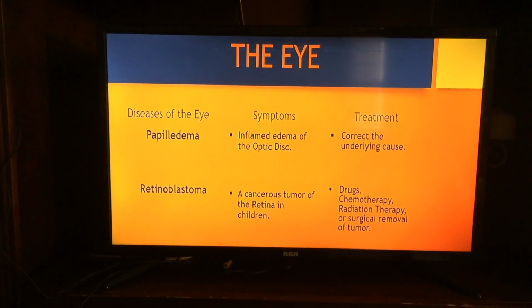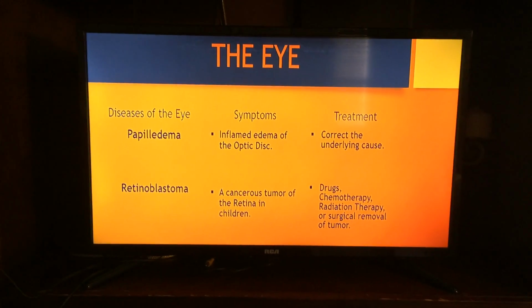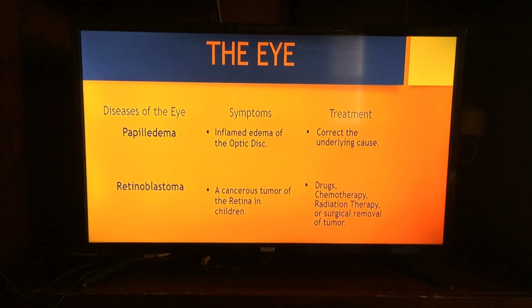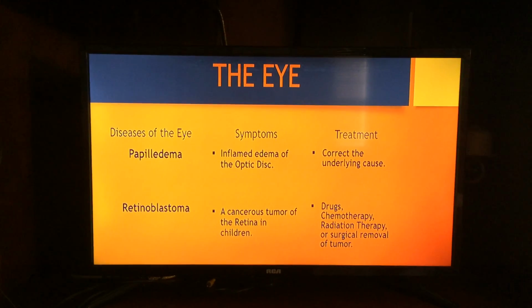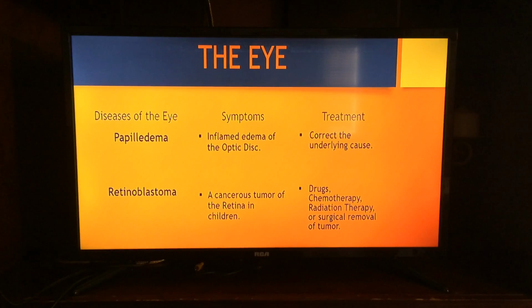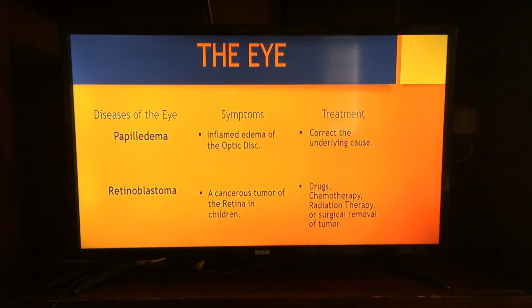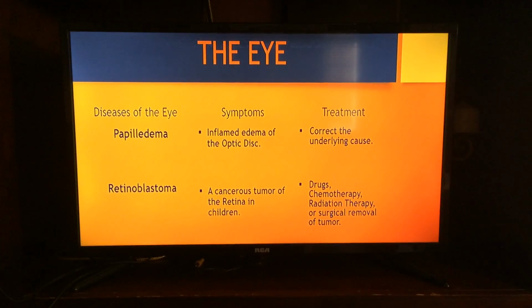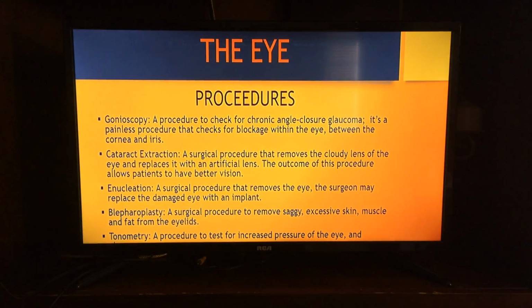Papilledema is inflamed edema of the optic disc, and you could correct the underlying cause. Retinoblastoma is a cancerous tumor of the retina in children. Drugs, chemotherapy, radiation therapy, or surgical removal of the tumor could help with the retinoblastoma.